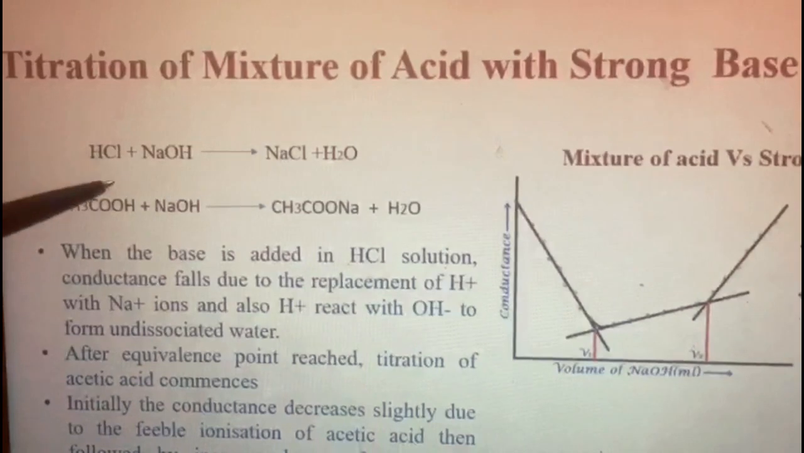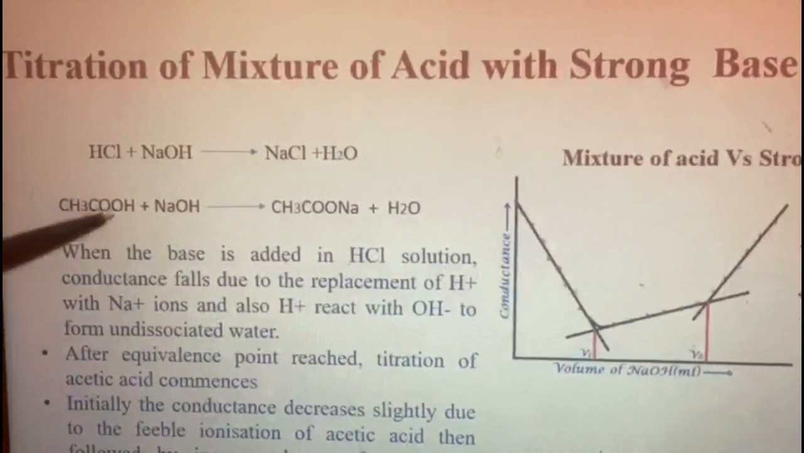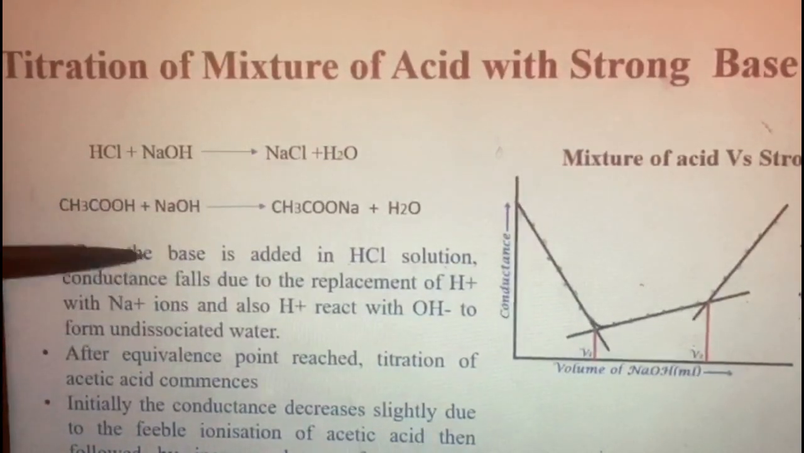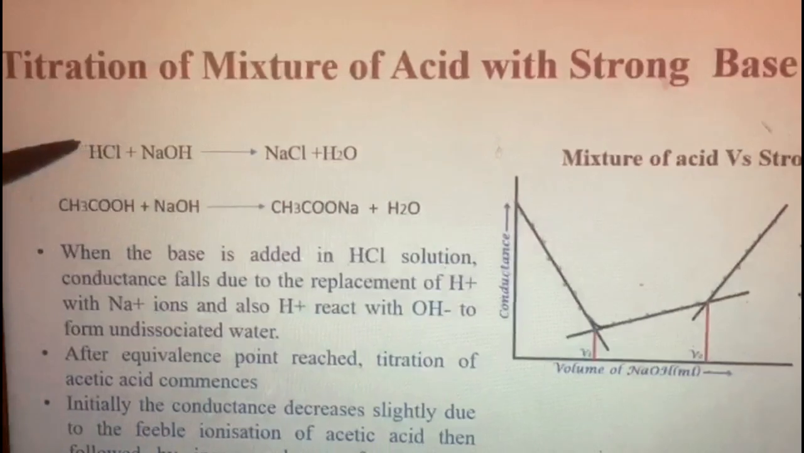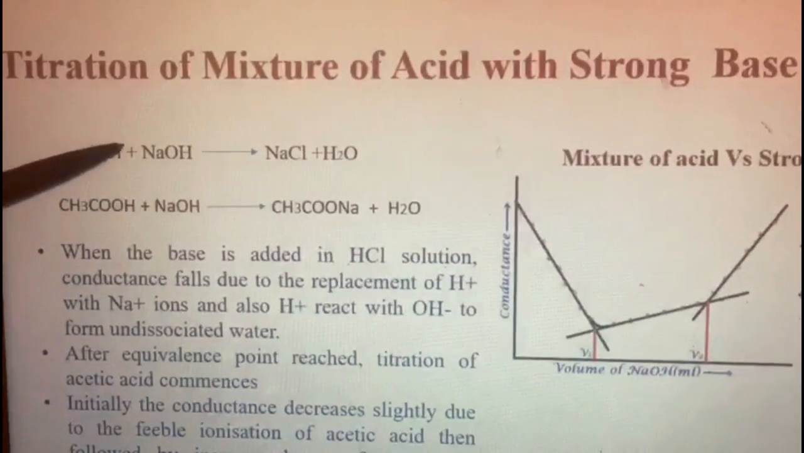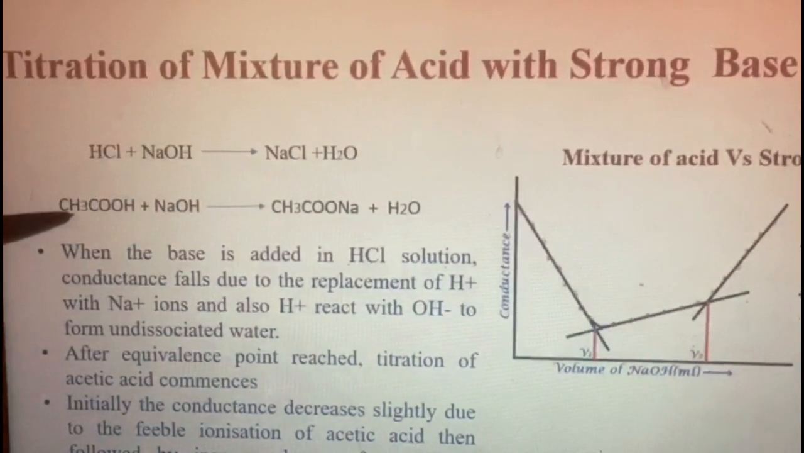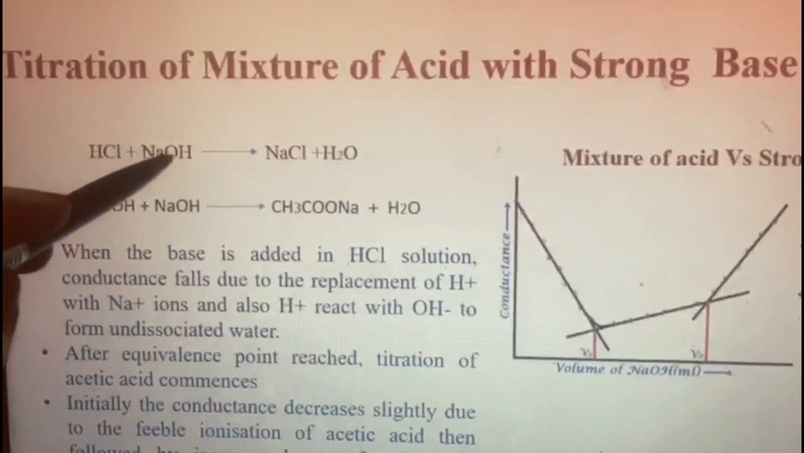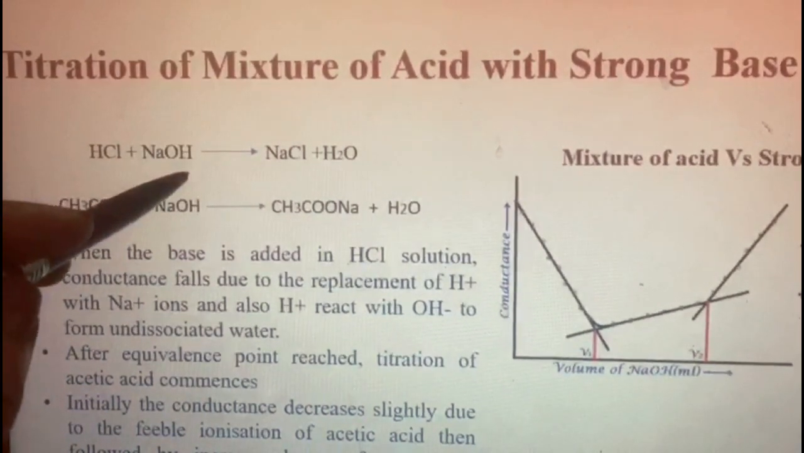We know hydrochloric acid, a strong electrolyte, will conduct better than the weak electrolyte. So when the base is added to the HCl solution, the conductance falls. Why? First only HCl will react with sodium hydroxide. The acetic acid will not react. So this will be like our strong acid, strong base titration.